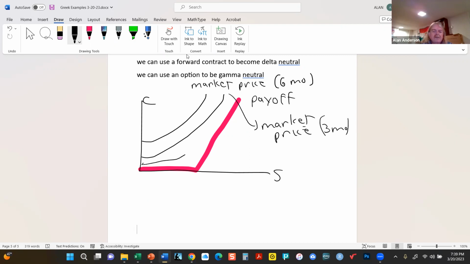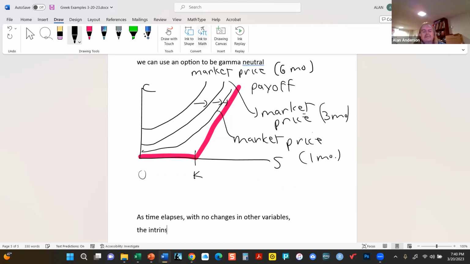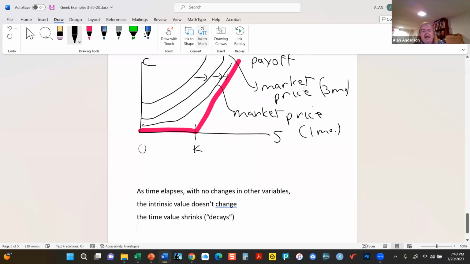And then with 1 month to go, you might find it looking like this. It's going to get closer on the actual final day of trading. It will coincide this market price line with the payoff profile. They'll be identical on the final day of trading. So what's happening is that if there's no movement in the price of the stock, you're still losing. Okay, so as time elapses, with no changes in other variables, the intrinsic value doesn't change. The time value shrinks, or specifically say decays. Okay, and will equal 0 on the final day of trading.